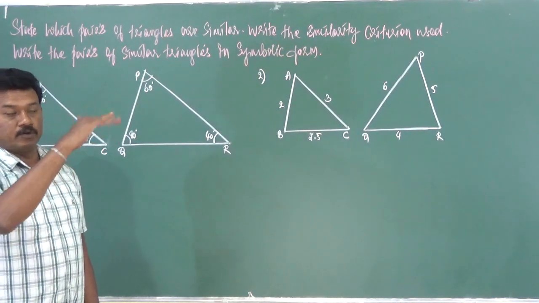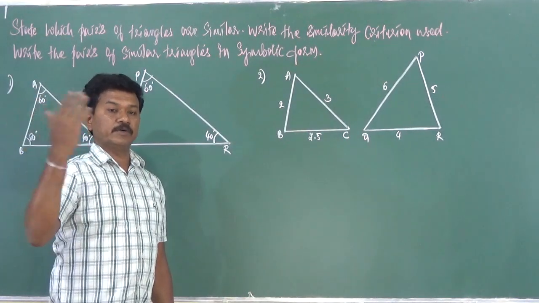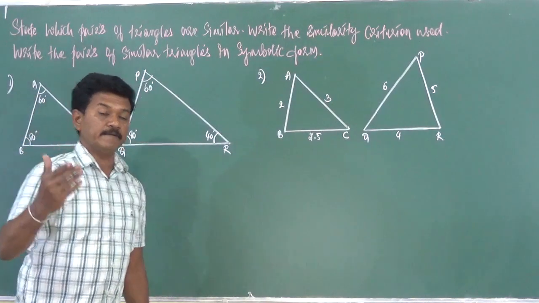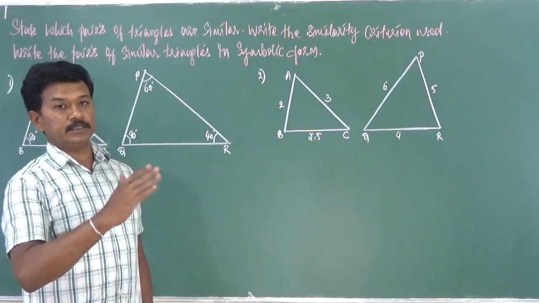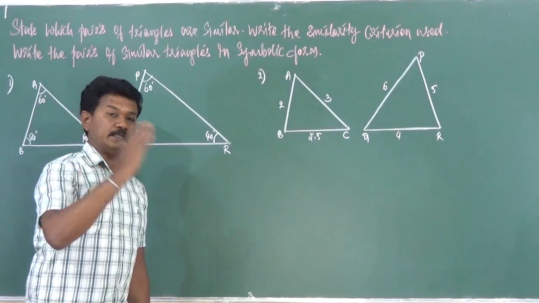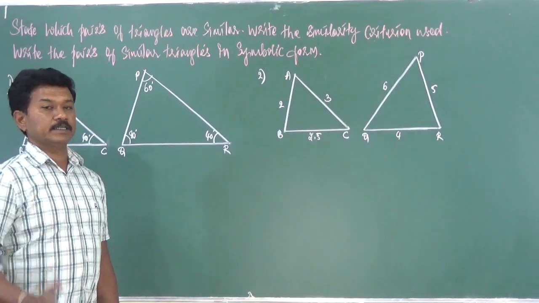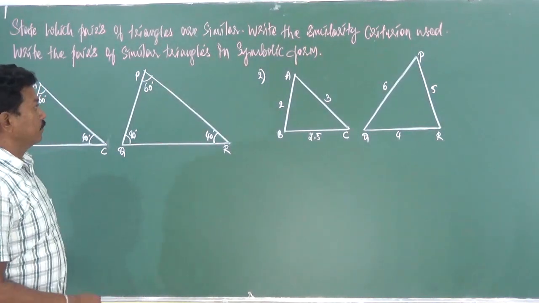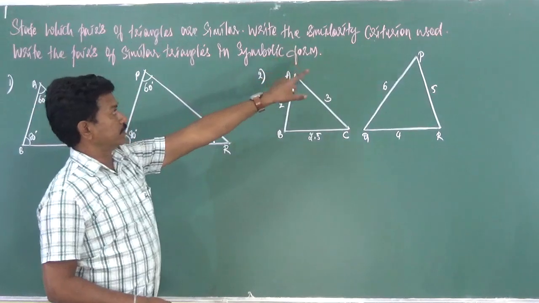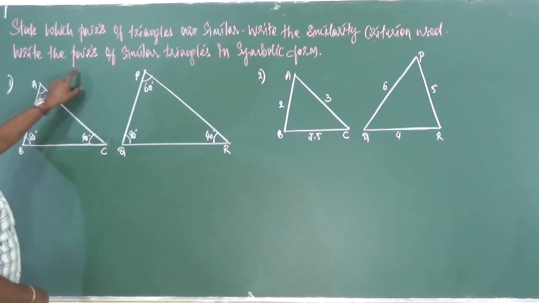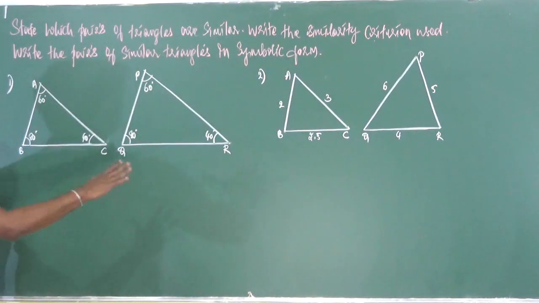Second one is SAS criterion. If two sides and an included angle of one triangle are proportional to the corresponding sides and the included angle of the other, that is the corresponding angles are equal and the sides containing those 2 angles are proportional, then the 2 triangles are similar to each other, that is SAS criterion. If the sides of 2 triangles are proportional, then the triangles are similar. This is SSS criterion. So these 3 criteria you are having now. So using that, you have to state which pairs of triangles are similar. We have to write the similarity criterion which is being used and write the pairs of similar triangles in symbolic form. If they are similar, we have to do all these things, right?